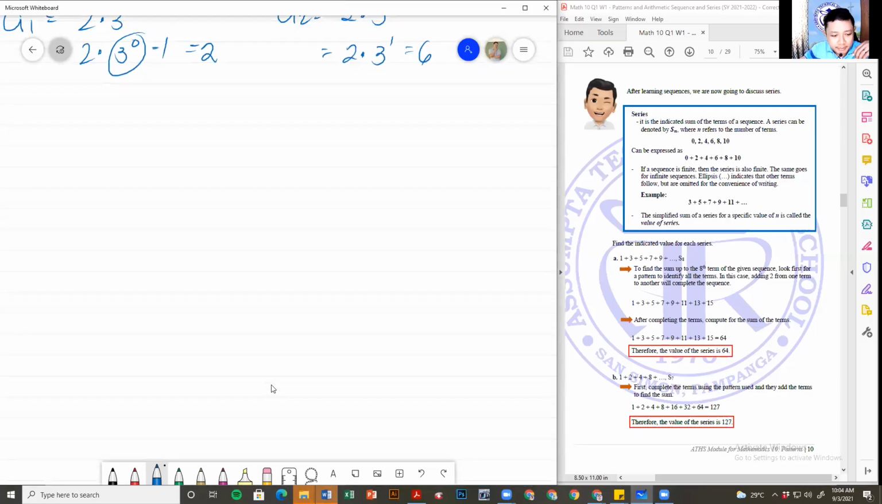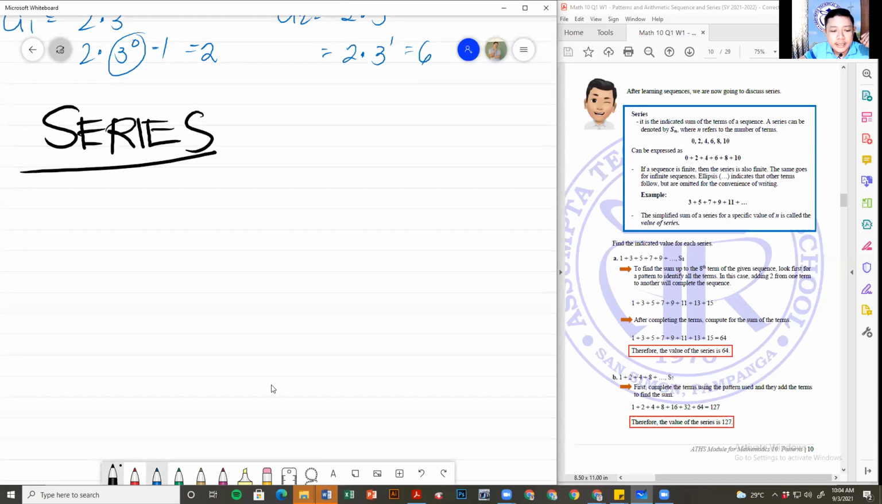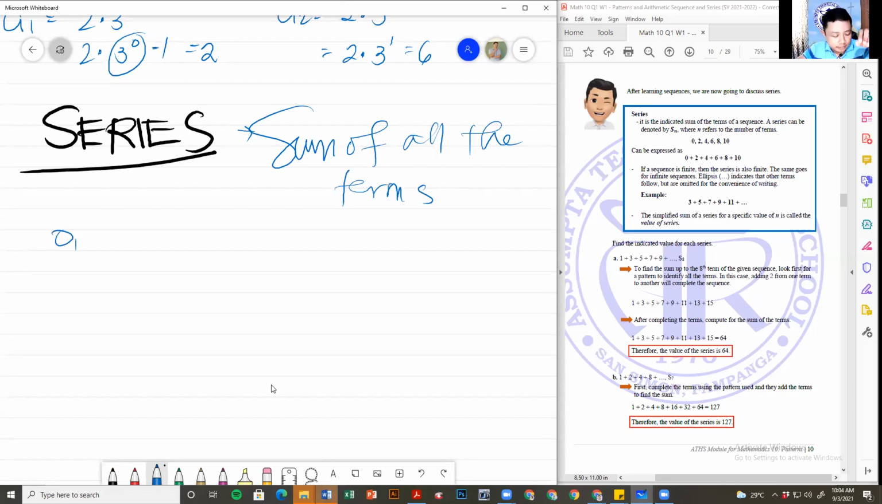Okay. The next part of our discussion will be series. So when we say series, this is just what? The sum of all the terms in the sequence. Very simple. If in the sequence we have, for example, 2, 4, 6, 8, 10. That's very casual, usual.